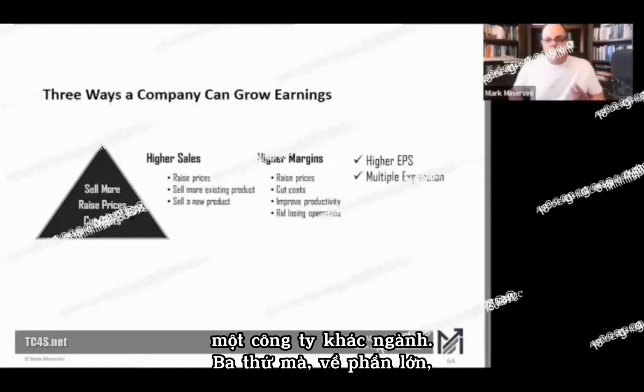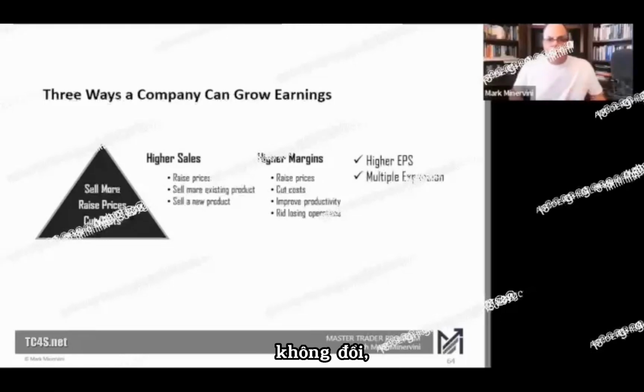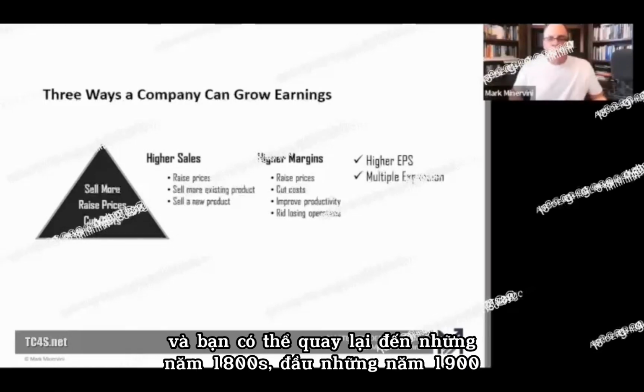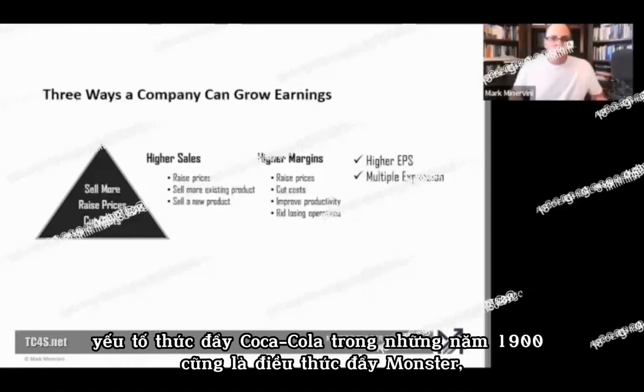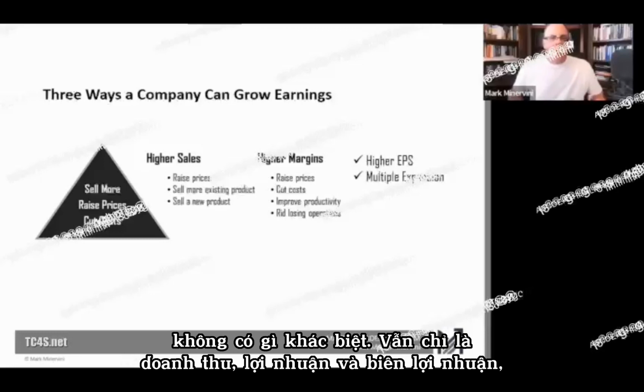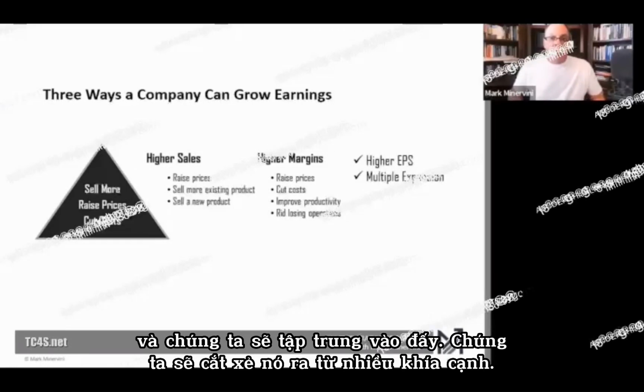So the three things, though, are pretty much constant, and you can go all the way back to the 1800s, early 1900s. What drove Coca-Cola back in the early 1900s drove Monster Beverage. Okay, nothing different. Sales, earnings, margins. That's what we're going to look at. We're going to slice and dice them different ways.